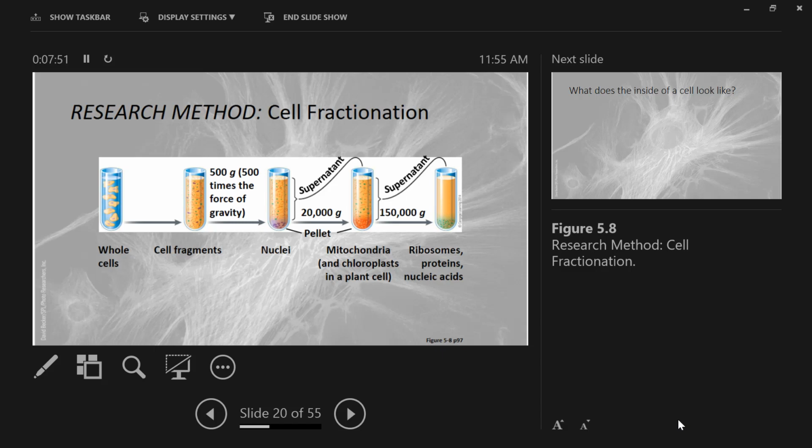And not only will that rip the cells apart, but it's also going to separate materials based on their size. When you spin something like that, what happens? Think about it: have any of you ever driven in a car that had a helium balloon in it? It's floating in the car, because it's lighter than air. What happens when you turn left? Where does the balloon go? It goes to the right.